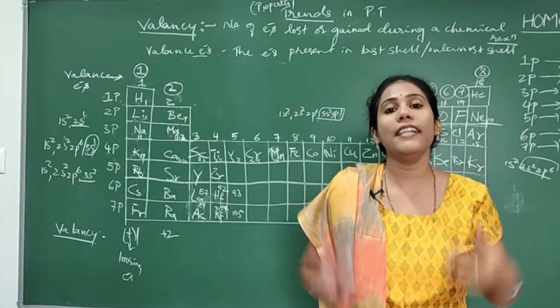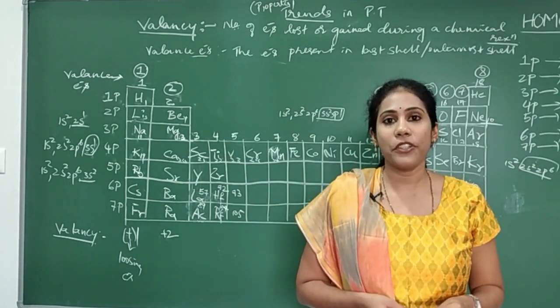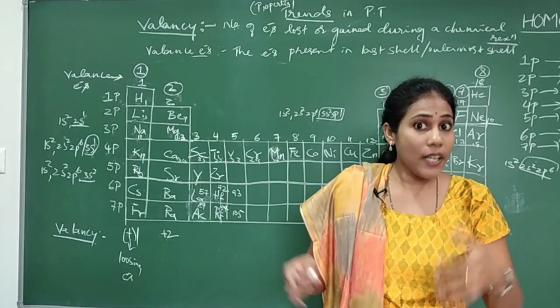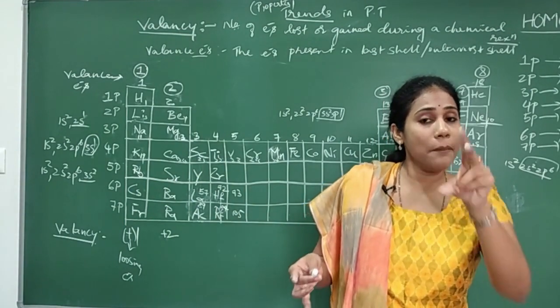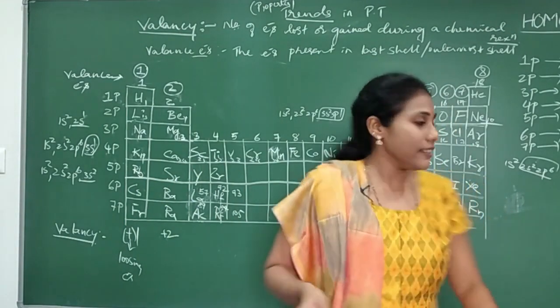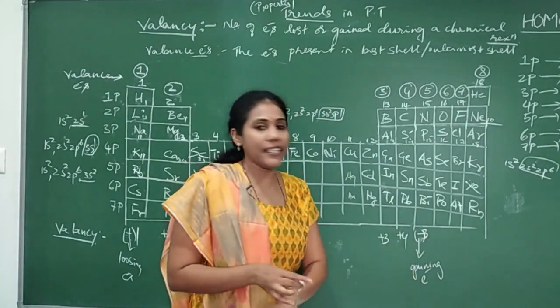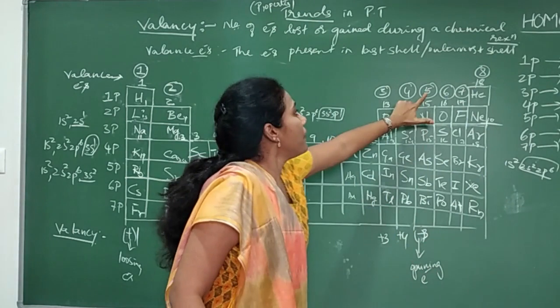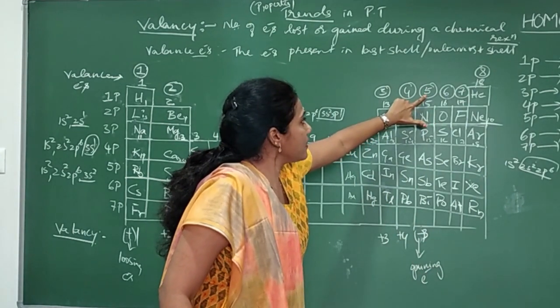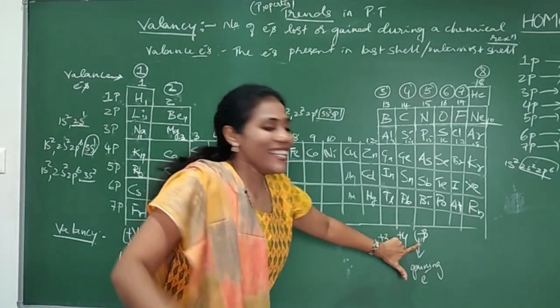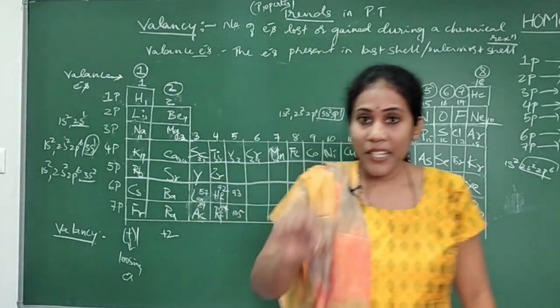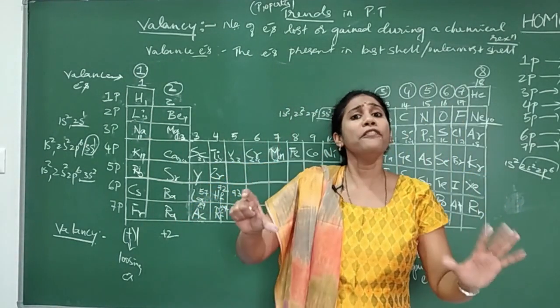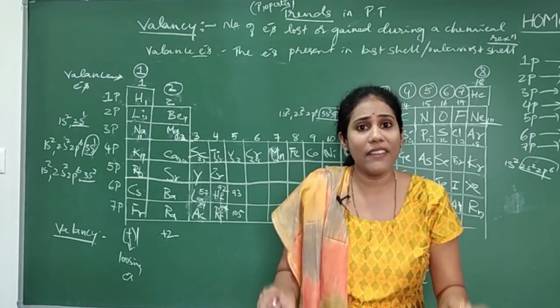The 15th group elements are not losing electrons. They are gaining electrons during a chemical reaction. If they take electrons from others, how many will they take? 3. That is the reason the valency is minus 3. And how many valence electrons are there in them? 5. Valence electrons is 5, valency is minus 3. Remember, there is a lot of difference between valence electrons and valency.